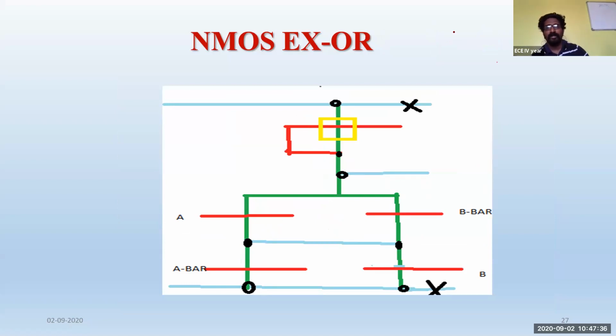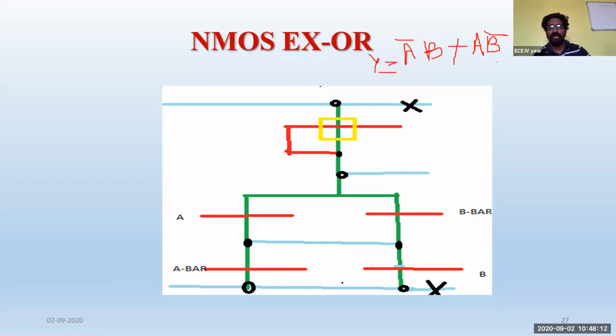This is for the XOR gate. We know the expression for the XOR gate: A bar B plus A B bar. As per this expression, you just try to make the structure. It is A B bar equal to Y. So for this expression, you should make it as a structure.